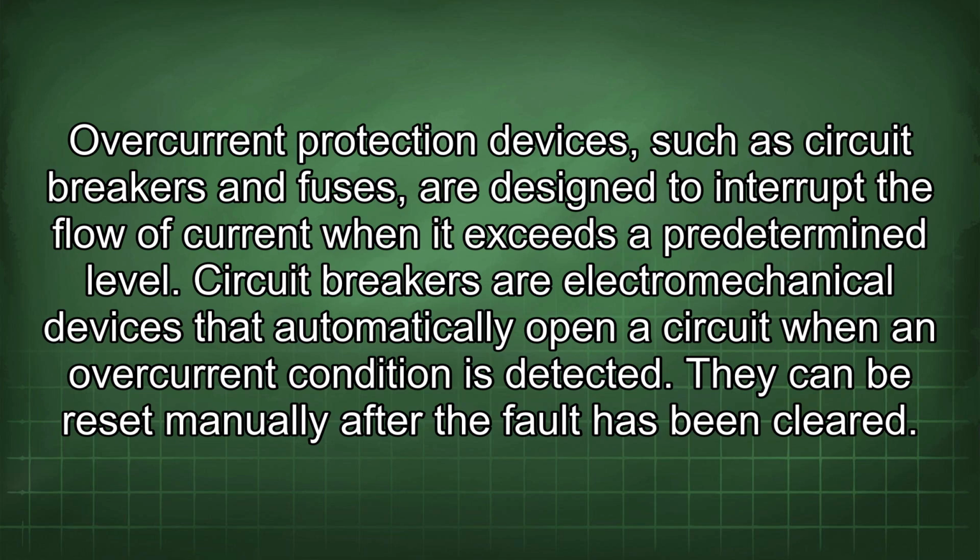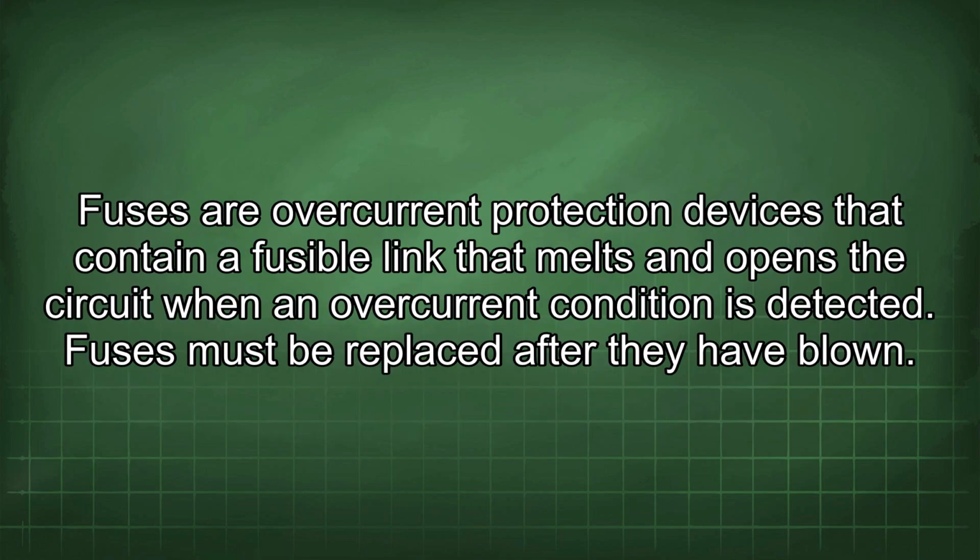Circuit breakers are electromechanical devices that automatically open a circuit when an overcurrent condition is detected. They can be reset manually after the fault has been cleared. Fuses are overcurrent protection devices that contain a fusible link that melts and opens the circuit when an overcurrent condition is detected. Fuses must be replaced after they have blown.